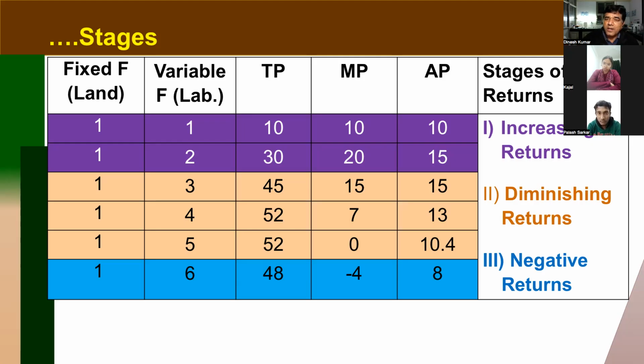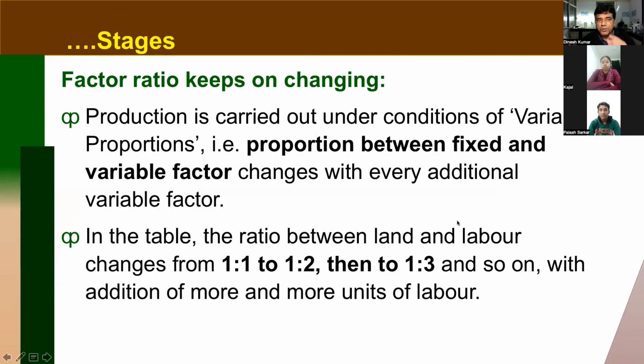This is one numerical. Other numerical can be, they can give you some blank spaces here. So you need to fill in the blank. Like last time, I would request you to do some practice on this. So you can do practice. I'll show you later. So factor ratios keeps on changing. Production is carried out under conditions of variable proportion. Just I have shown you. Proportion of fixed and variable factor is variable.